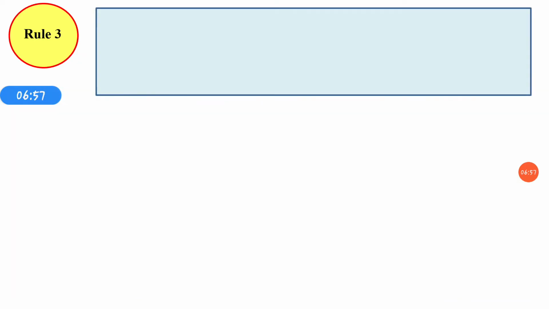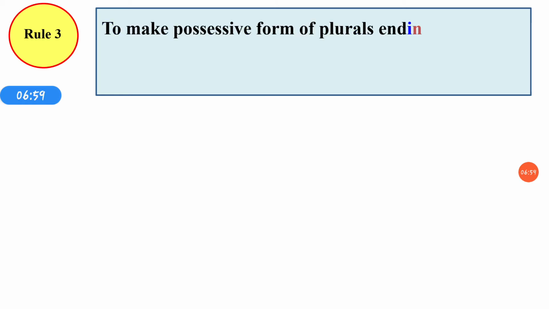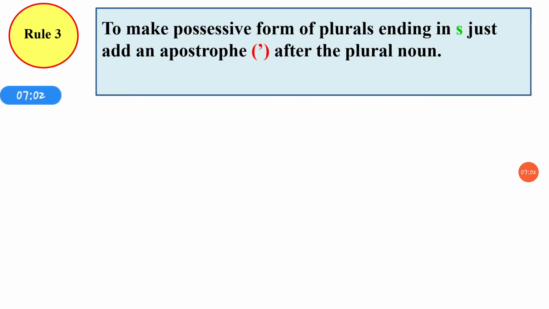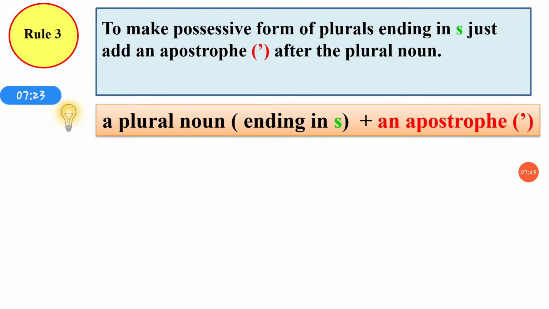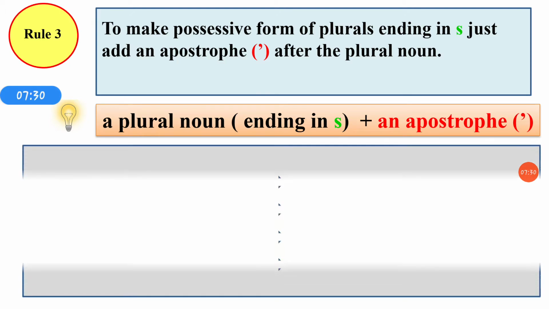Rule number 3. To make the possessive form of plural nouns ending in s, just add an apostrophe after the plural noun. For plural nouns which end with the letter s, we only have to add an apostrophe. A plural noun which is ending in s, just add an apostrophe to it.